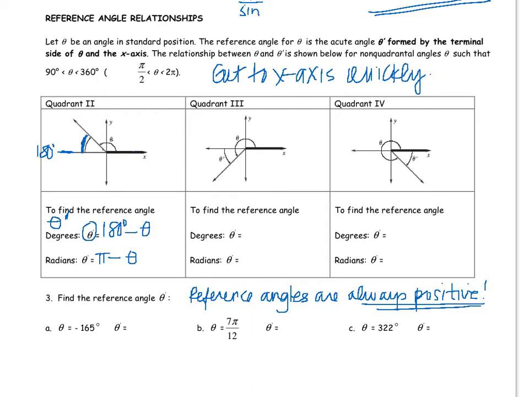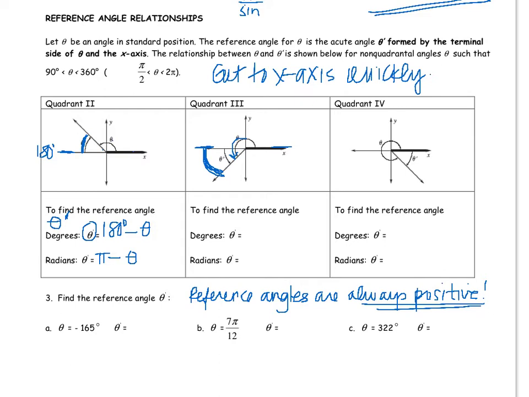If my angle is greater than 180, the question is, is it quicker to go back to the negative x-axis, or is it quicker to go all the way over to the positive x-axis? The answer is to go to the negative. So the question is, what is this overage that I have? Now remember, reference angles can't be negative.